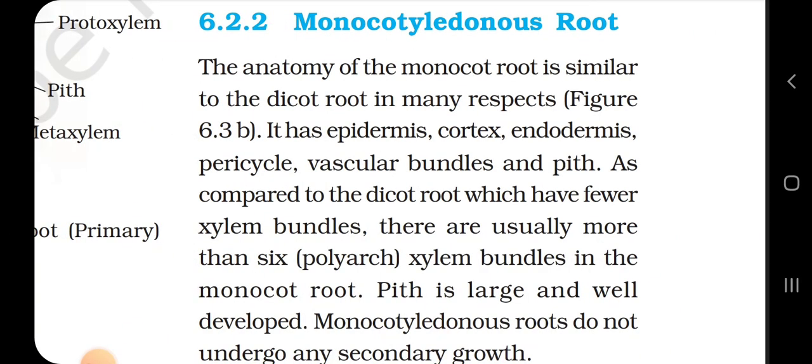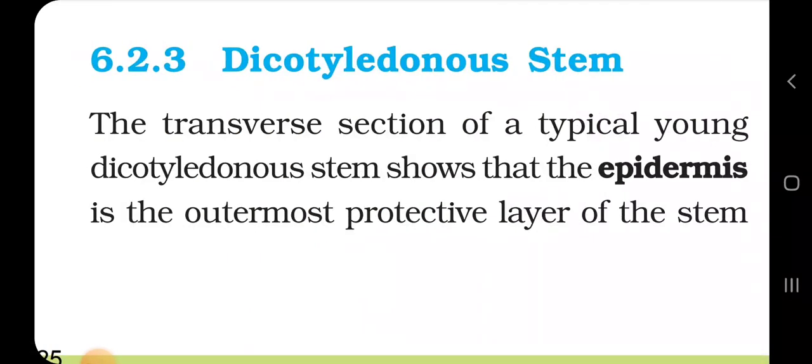6.2.2 Monocotyledonous root. The anatomy of the monocot root is similar to the dicot root in many respects. Figure 6.3b. It has epidermis, cortex, endodermis, pericycle, vascular bundles and pith. As compared to the dicot root, which has fewer xylem bundles, there are usually more than 6, meaning polyarch, xylem bundles in the monocot root. Pith is large and well developed. Monocotyledonous roots do not undergo any secondary growth.